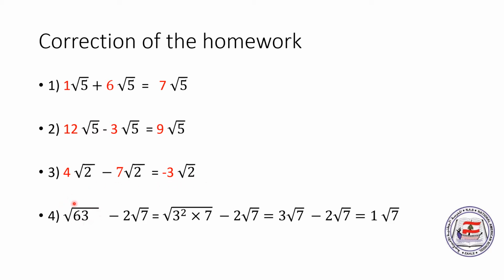And number 4, we have radical 63 minus 2 radical 7. So we don't have identical radicals. We need to try to reduce the writing of 63 into a product of prime factors. So it's radical 3 squared times 7 minus 2 radical 7. Reducing the first radical, it gives 3 radical 7 minus 2 radical 7. Finally, the answer is 1 radical 7.